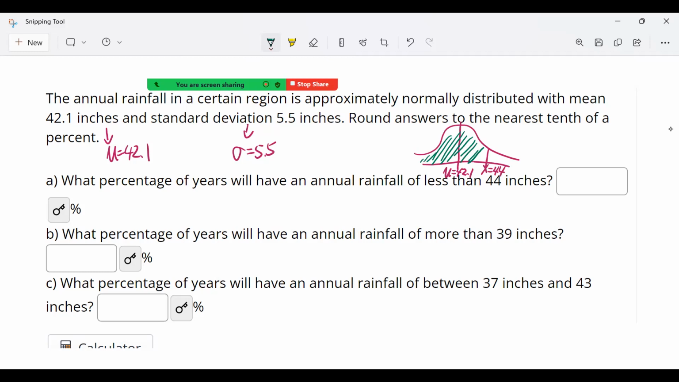First of all, we're going to convert the x value to a z-score by using the z-score formula. The z-score equals x minus the mean, so 44 minus 42.1, and divide by 5.5. Let's see what the value is. I'm going to try that in a calculator.